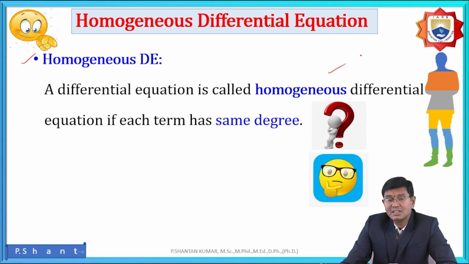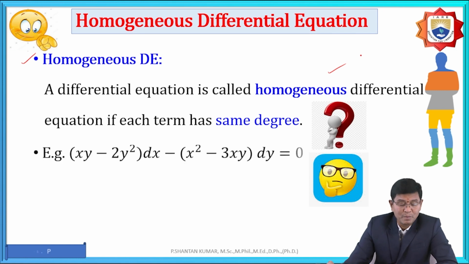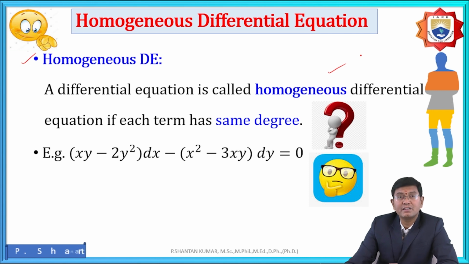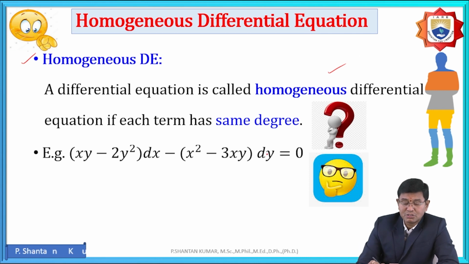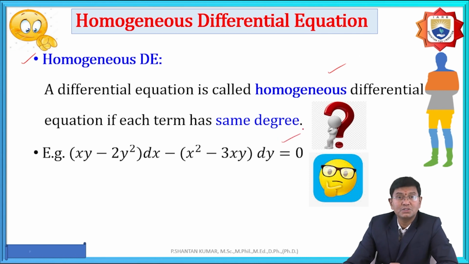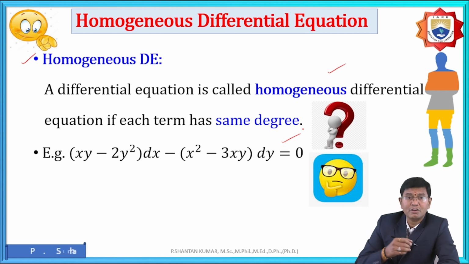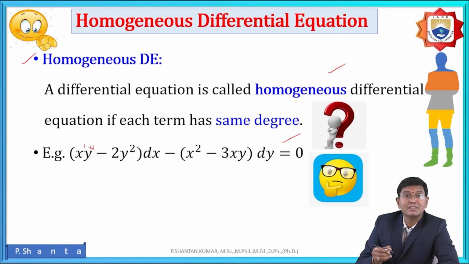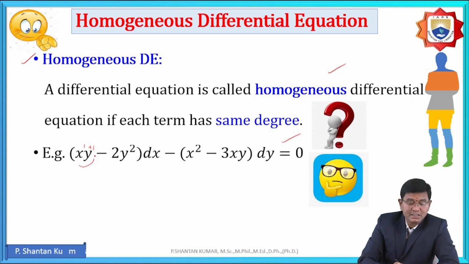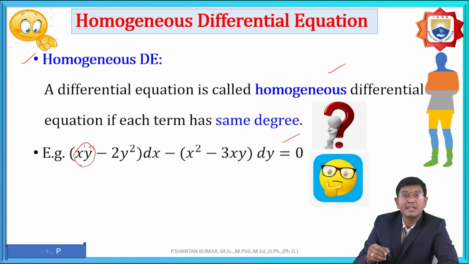If that statement is not clear, let us observe an example: (xy minus 2y square) dx plus (minus x square minus 3xy) dy equals 0. Here, in the term xy, the power of x is 1 and the power of y is also 1. The middle term is a product, therefore 1 plus 1 is 2. So the degree of xy is 2, and y square's degree is also 2.